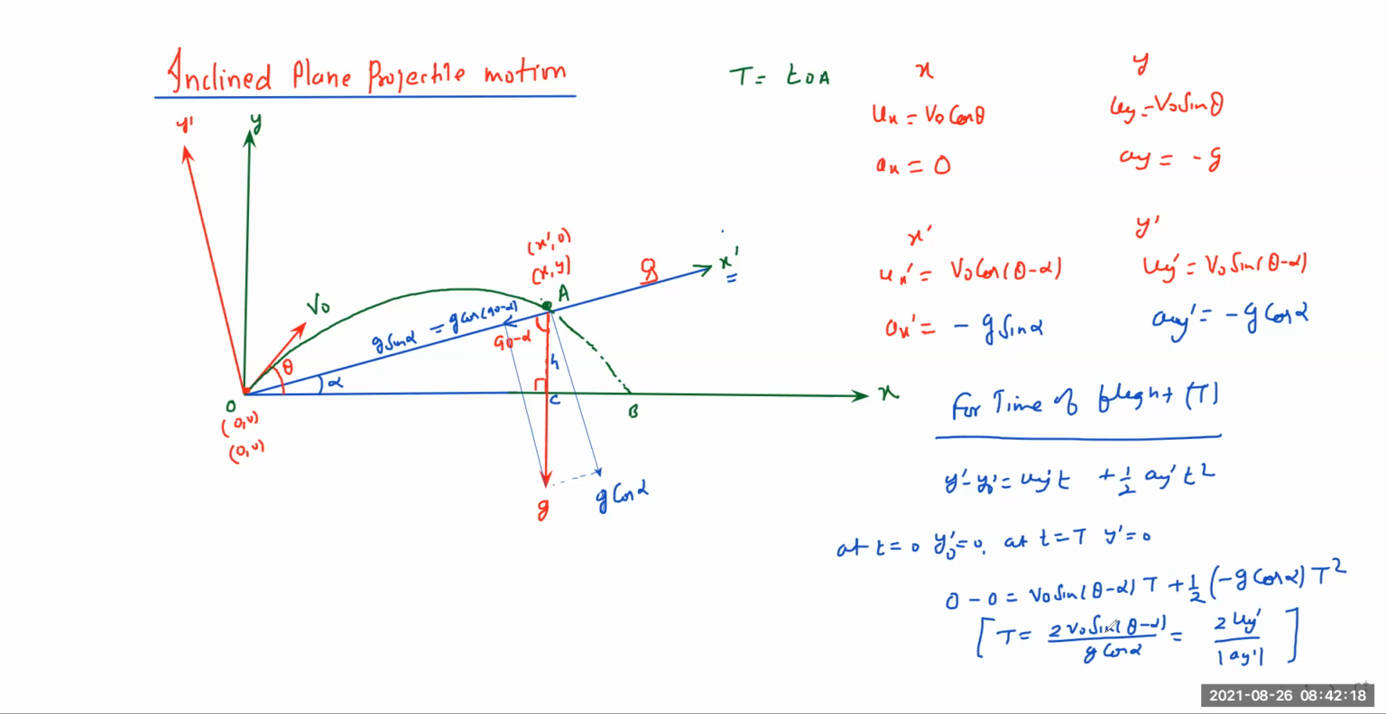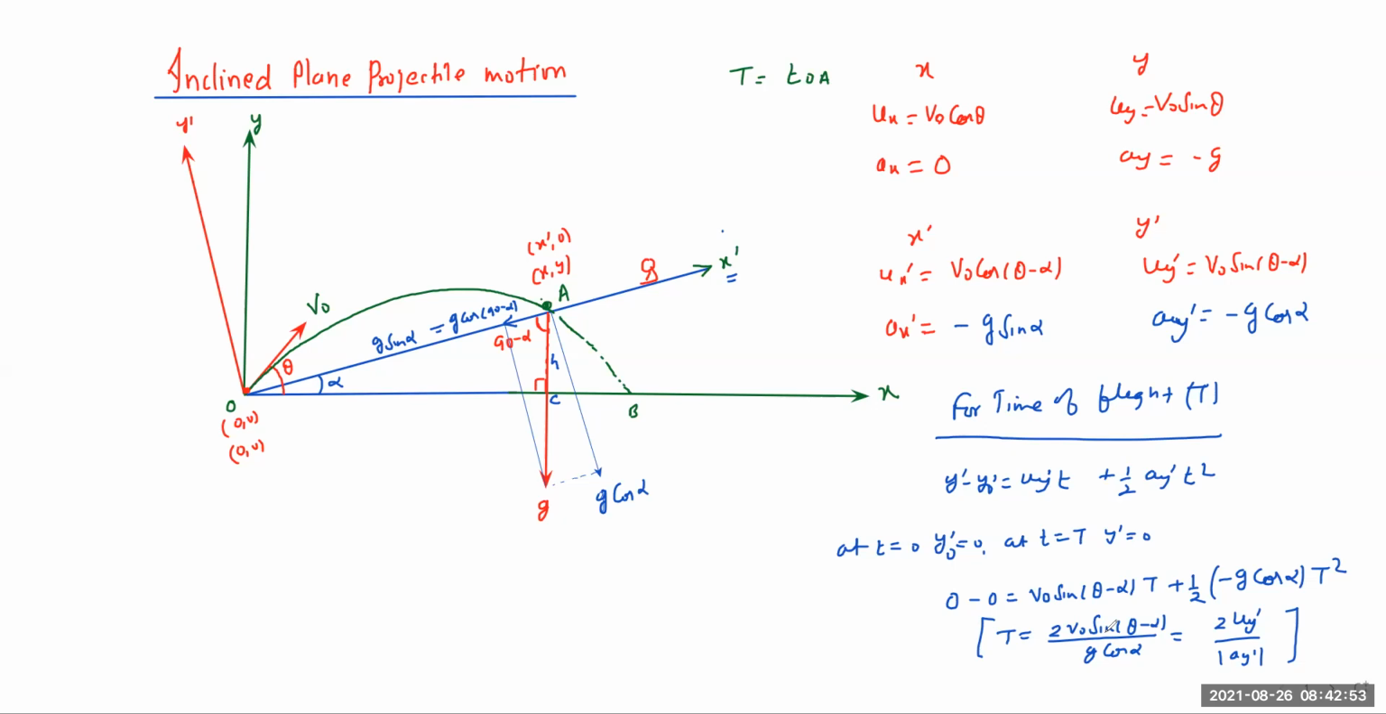Sir, OA is u x dash square divided by mod of a x dash. What is this a x dash? I want the answer in terms of the basic parameters like v naught, theta, alpha. I got it in the same parameters, sir. Okay, you try once again. Try properly. Use the kinematical equation and then get the answer.